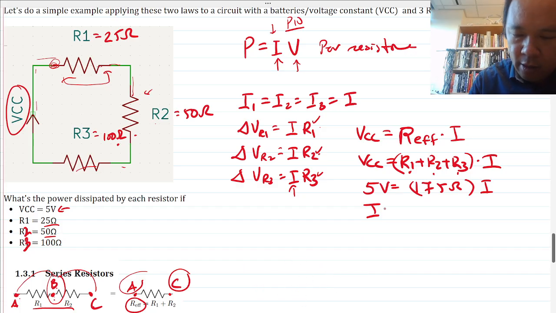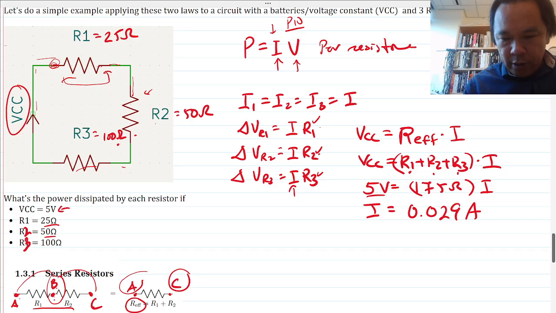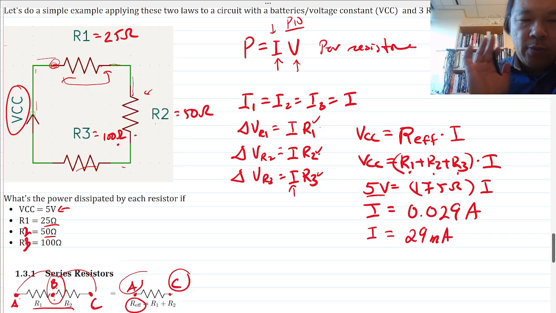The current is basically 5 volts divided by 175. 5 divided by 175 is 0.029 amps. But remember, we're going to write this in terms of milliamps. So it's 29 milliamps. Okay, that's the current. Now we got the current, right?